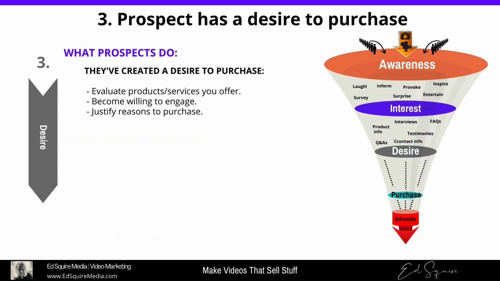Number 3, the desire stage. This is when a prospect has a desire to purchase. Here's what prospects do. They create a desire to purchase, so they begin to evaluate the products or services that you offer. They become willing to engage with what you're doing. They begin to justify reasons to purchase.